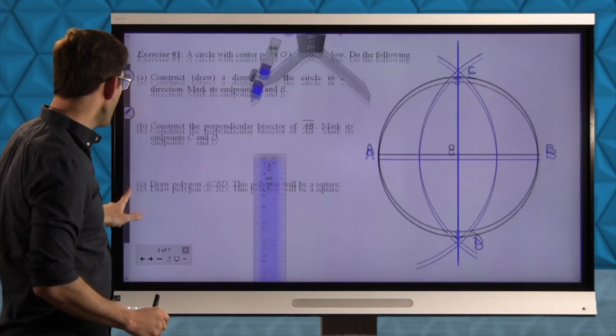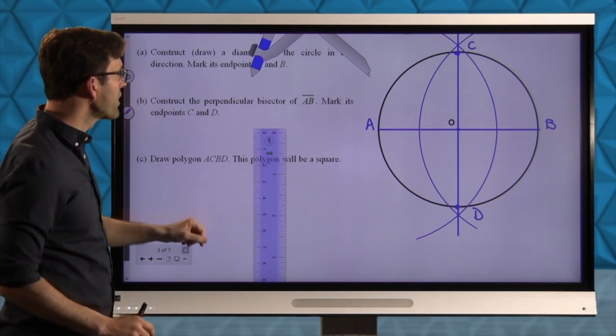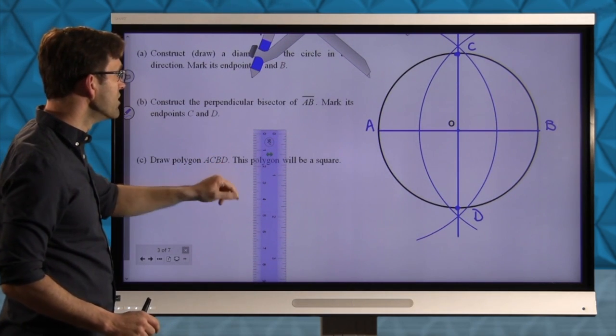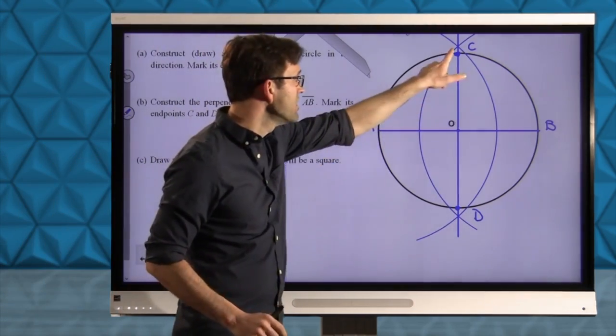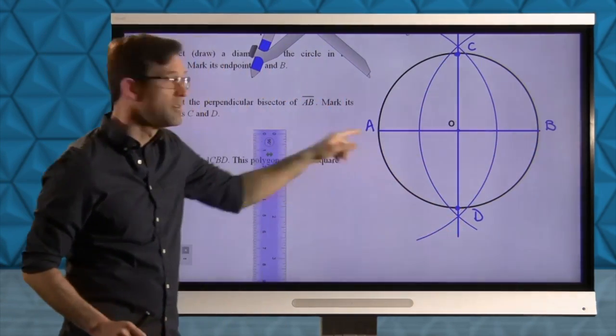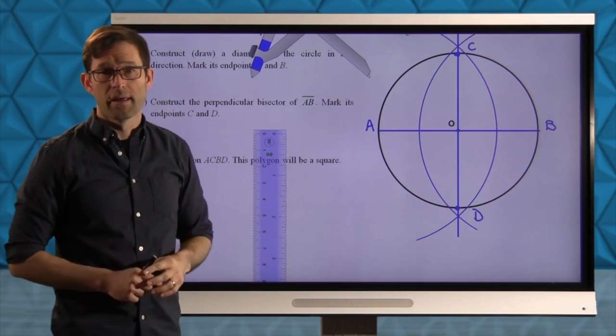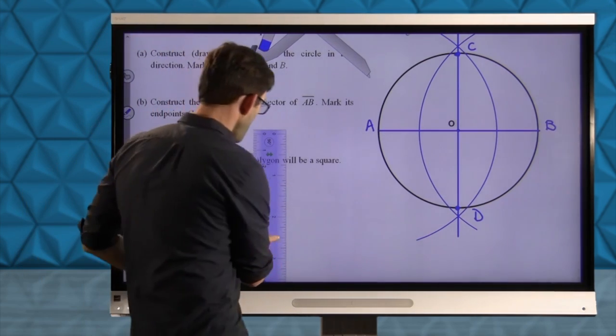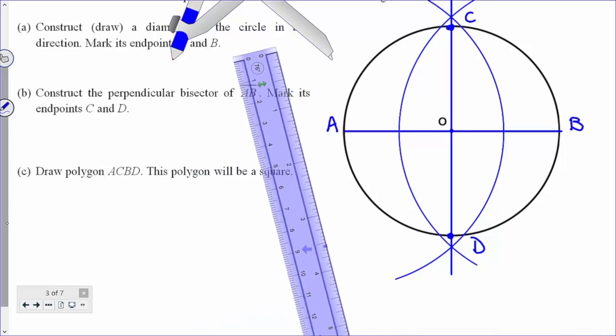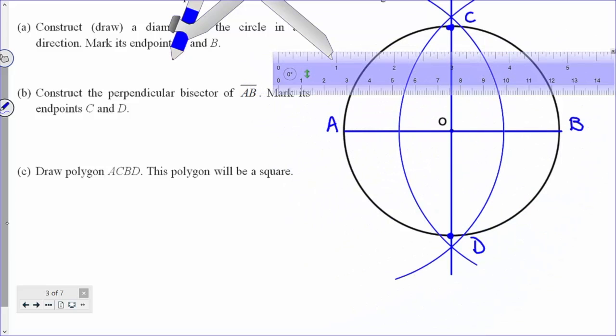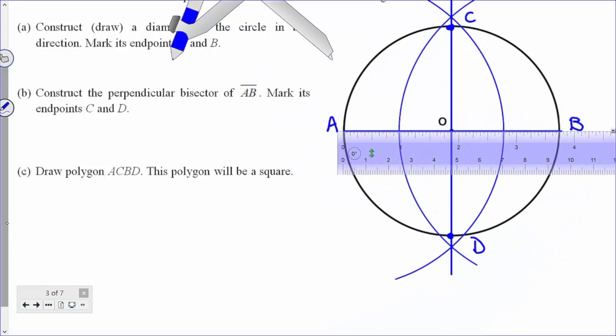Okay? Now, letter C says, draw a polygon ACBD. In other words, I want to connect A to C, C to B, B to D, and D to A, and I claim that will be a square. All right? And no, not the kind of cool type of square like me, but just your garden variety square.